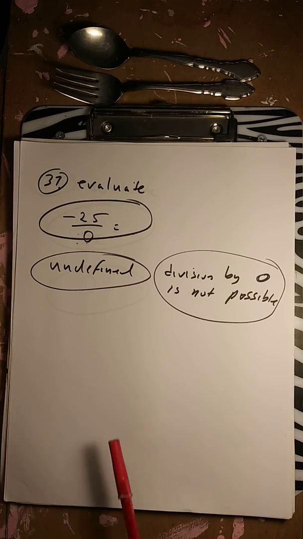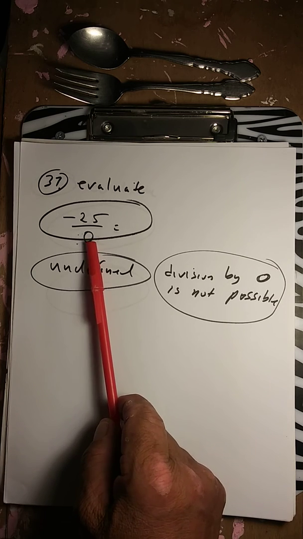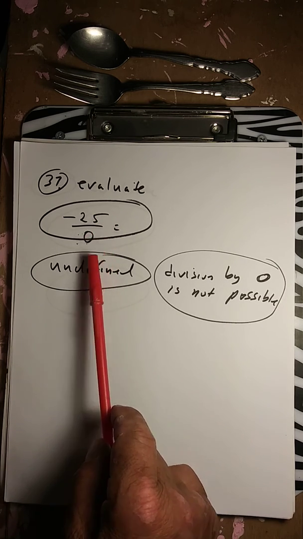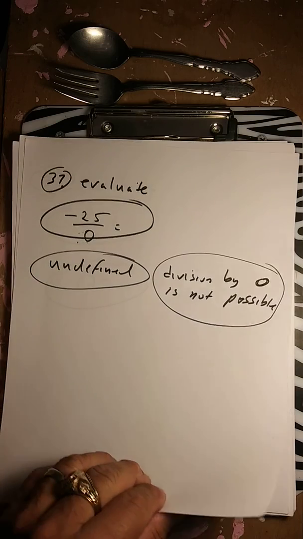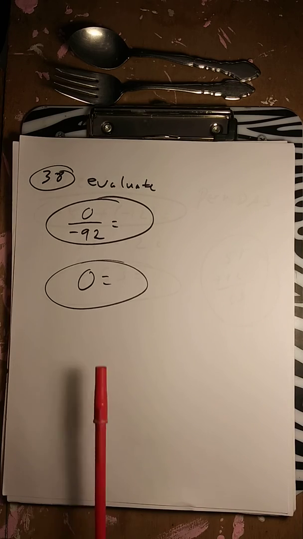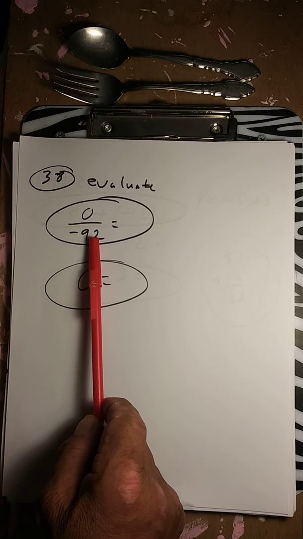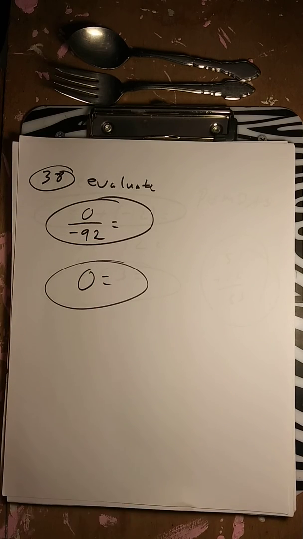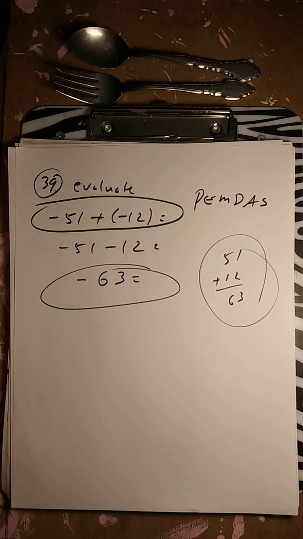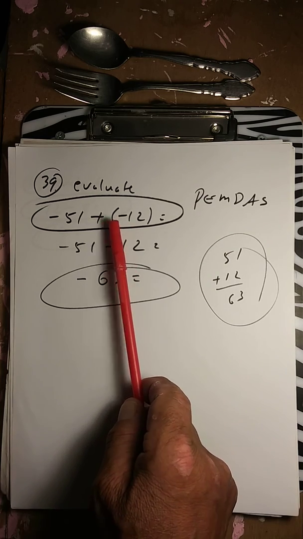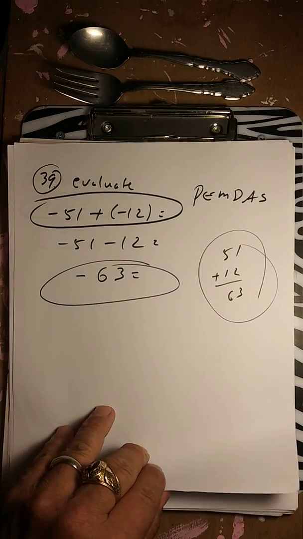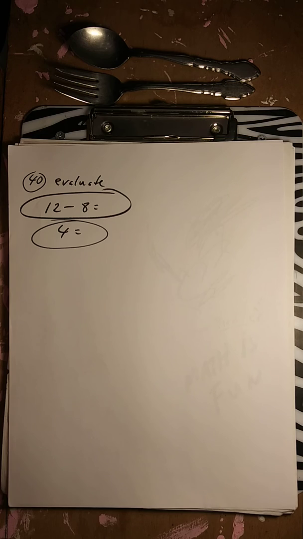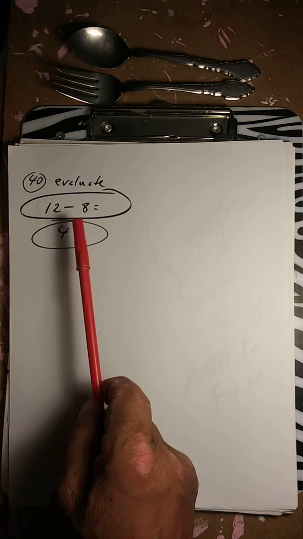Evaluate this. Negative 25 over 0. If 0 is on the bottom, the denominator, and there's not a 0 up here, but down there, then it's going to be undefined. Division by 0 is not possible. Alright. What about the other way? What if 0 is on the top in the numerator? 0 divided by a negative 2 is going to be a 0. Evaluate this. A negative 51 plus a negative 12. Positive or negative is negative. Negative 51, negative 12 is a negative 63. And 12 minus 8 is a positive 4.